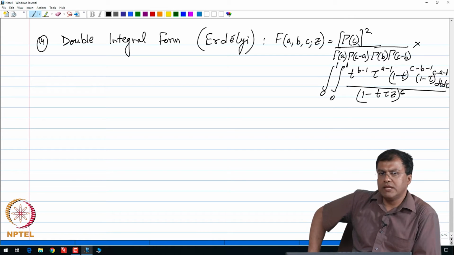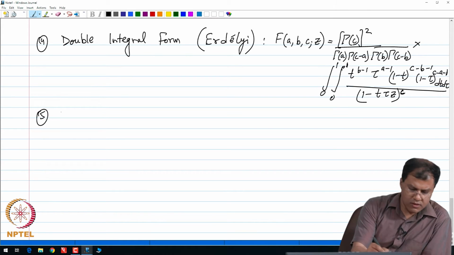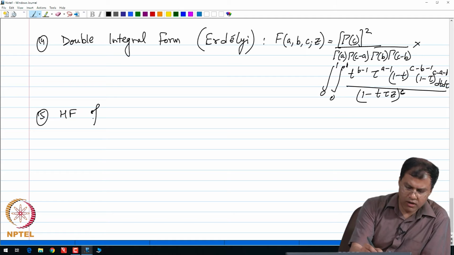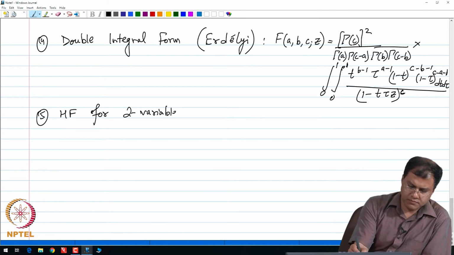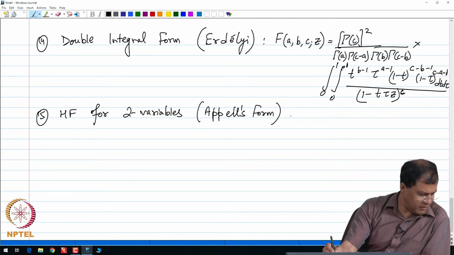So, then I am also going to introduce the hypergeometric function of two variables, and we will look at a special form of these two variable functions known as the Appel's form. So, the hypergeometric function for two variables, also known as the Appel's form.